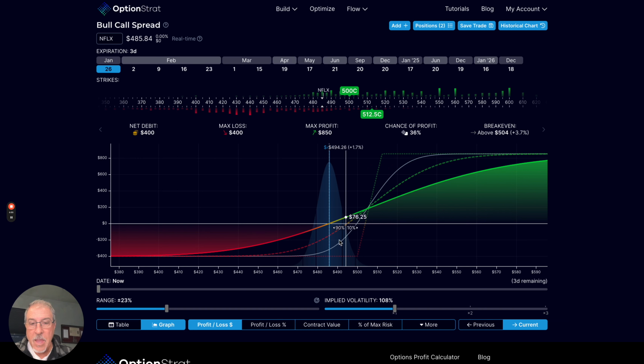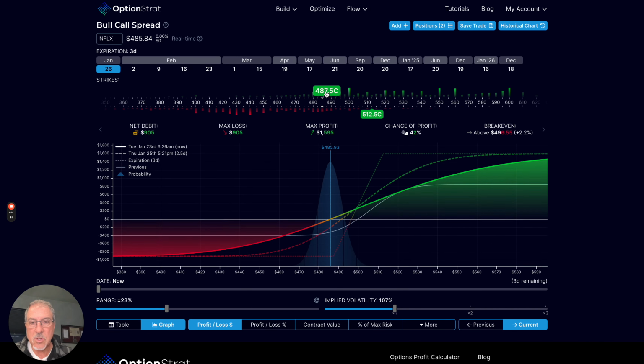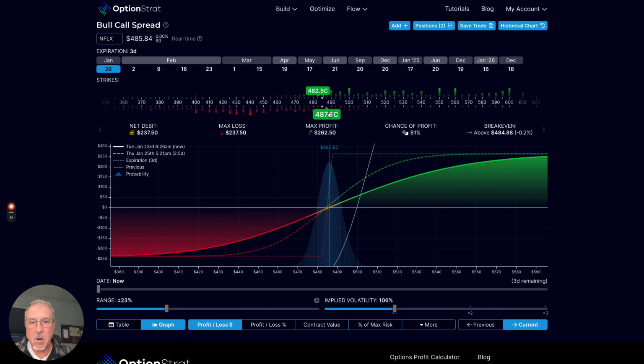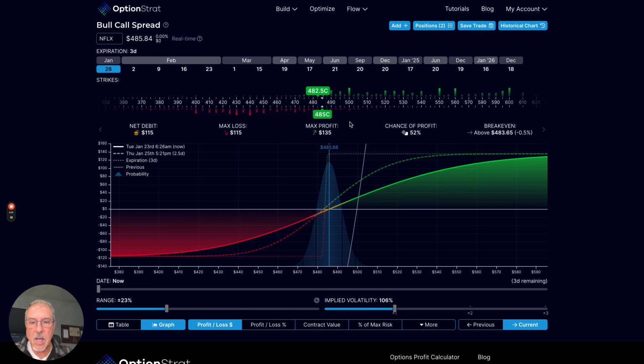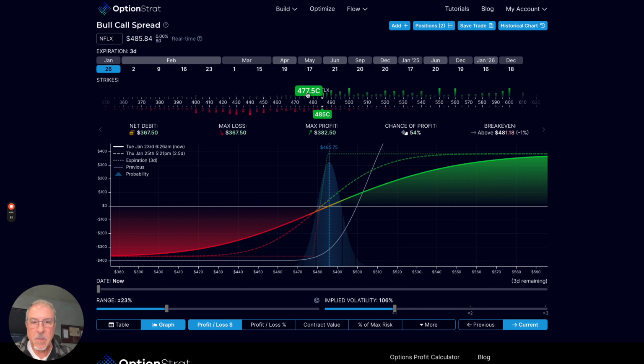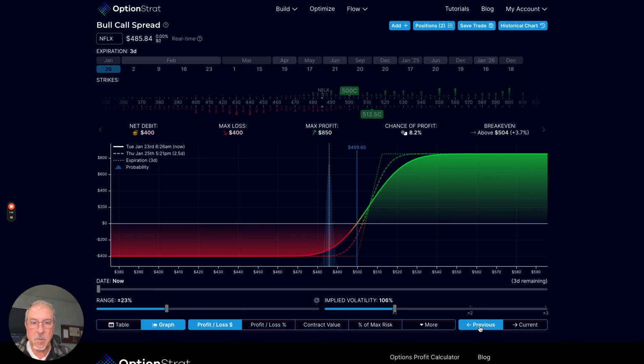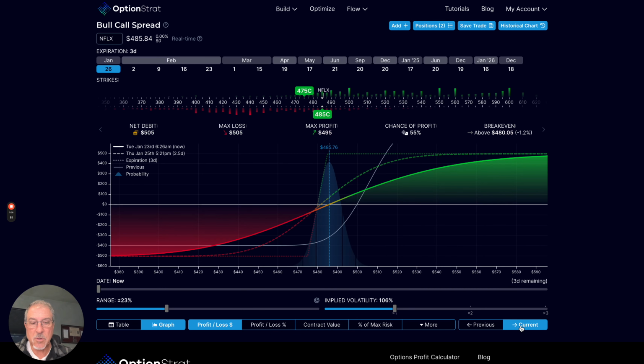Now, if I'm not quite comfortable that Netflix is going to move this amount, again, it's currently trading at 485. If I'm a little unsure as to whether it'll pop 15 points or not, I may want to move this downstream a little bit. So that is what I'm going to take a look at here. I'm going to look at something more along these lines. Let's go 475 to 485. So in this particular scenario, the other thing I can do now is go back and forth between these two possible trades.